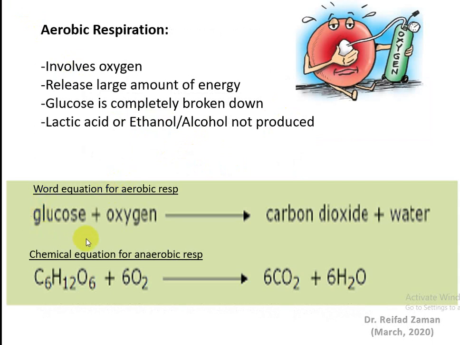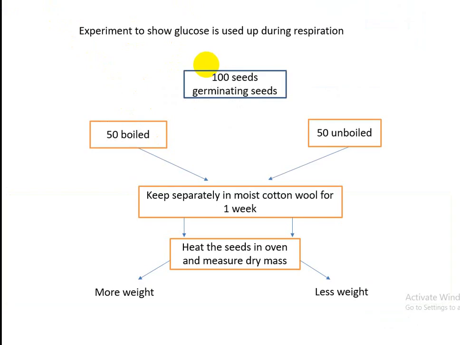Another point we mentioned about respiration was that glucose is broken down. Now how can we demonstrate that respiration breaks down glucose? We can understand that the glucose is broken down by this experiment. For this experiment, we are going to take 100 germinating seeds, and again we are going to divide them into two groups. 50 we are going to boil, and 50 will be left unboiled. And then we are going to place these seeds separately on moist cotton wool for 1 week.